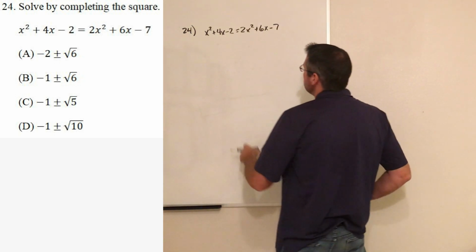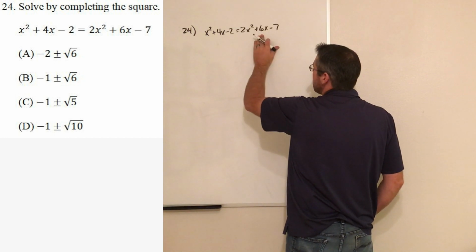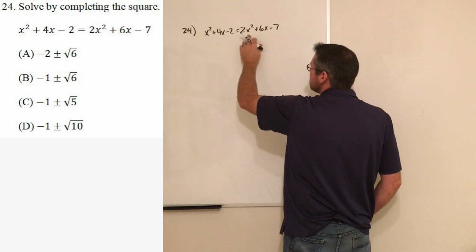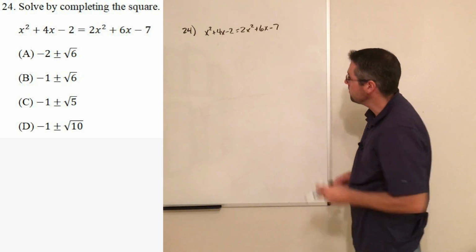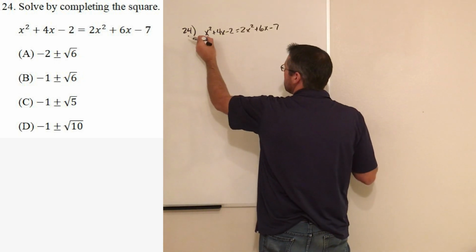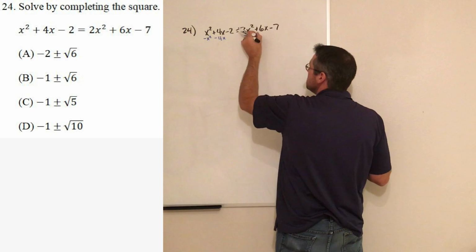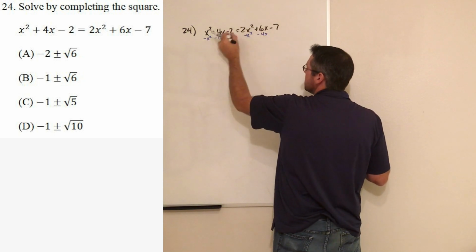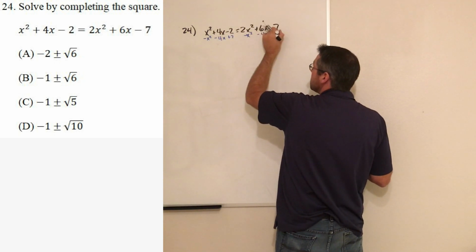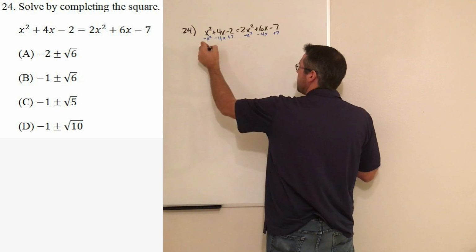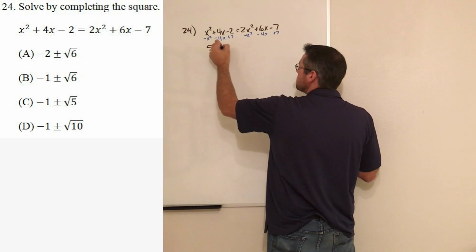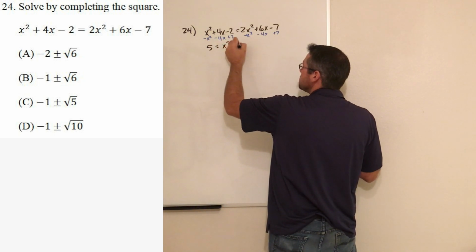We're going to go ahead and move the x squareds and the x's over to the right hand side to make a positive x squared. So we're going to subtract x squared from both sides, and we're going to subtract the 4x from both sides, and then we're going to get this negative 7 to the other side, so we're going to add 7 to both sides. So as a result of that, we end up with 5 equals x squared plus 2x.